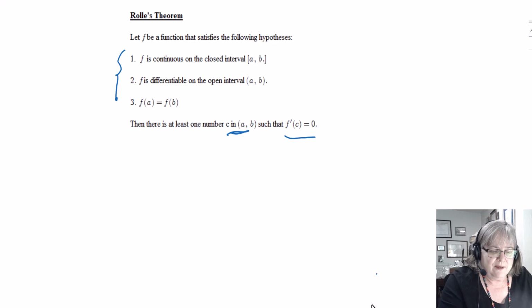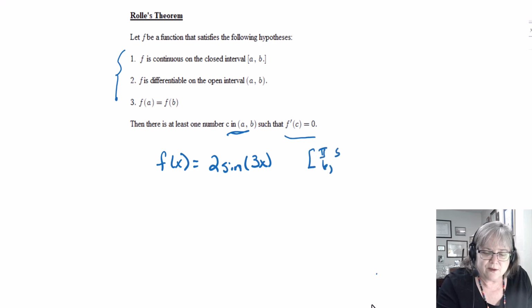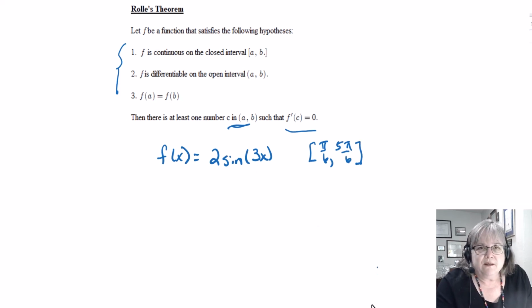So let's say that what we're going to have is some function. I decided to go for trig, 2 sine 3x. There we go. So there's my function, and I am curious about the interval from pi over 6 to 5 pi over 6. Okay, so the first thing I would need to do is to talk about whether it's continuous or not, and yes, it is.